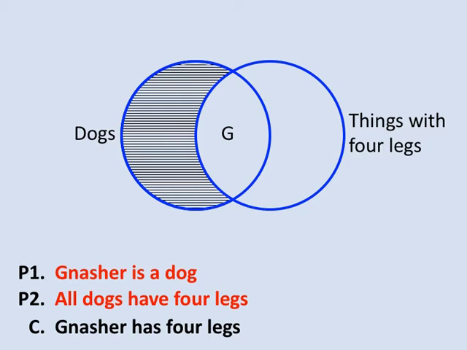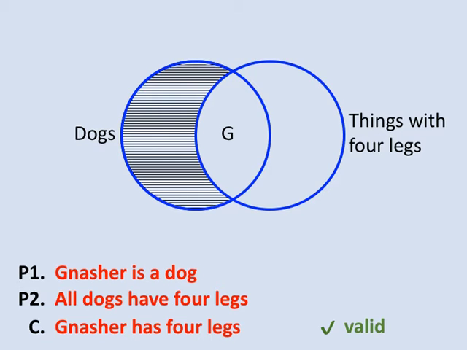Now that we have drawn in the premises, we look to see if the conclusion is already drawn in. If it is already drawn in, it means that, assuming the premises to be true, then the conclusion must also be true, and so, the argument is valid. In this case, the conclusion is already drawn in, the G is in the set of things with 4 legs. Therefore, this argument is valid.